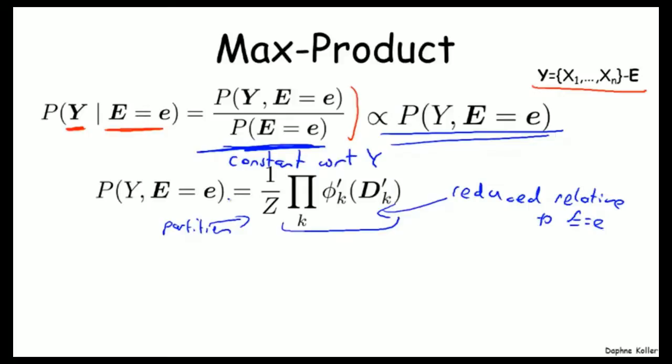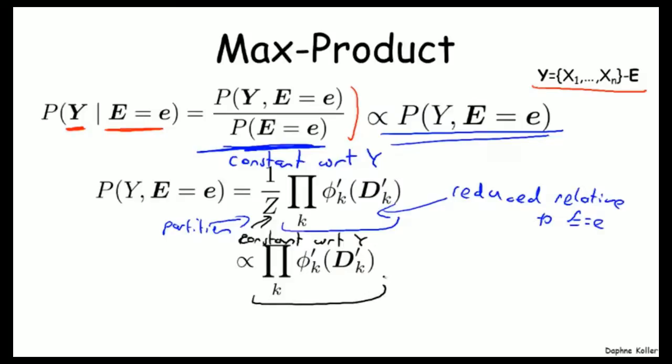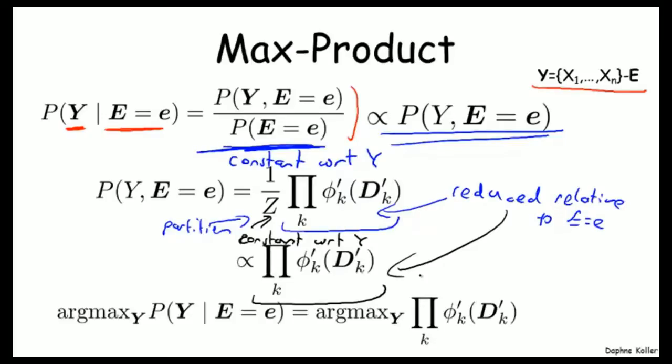Once again, we notice that this is the partition function, and it's constant relative to Y, which means that we can ignore it. And so once again, this expression is now proportional to a product of the same reduced factors. So what we're trying to do is maximize a product of factors in this more general case as well, which gives us the following as the optimization problem.